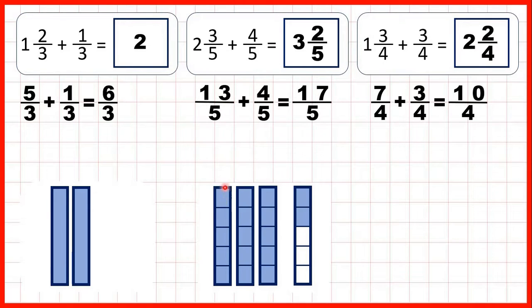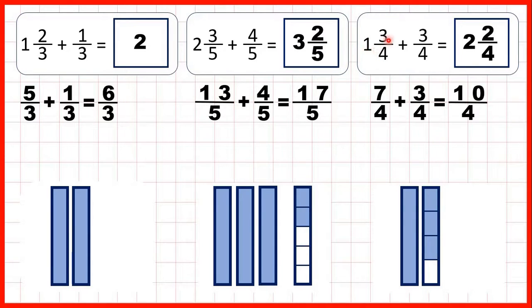Remember, each of these little pieces is 1/5, and we have 17/5 altogether. But we can change that back into a mixed number, because if we divide 17 by 5, that gives us 3 remainder 2, so 3 wholes and 2 fifths as our answer.